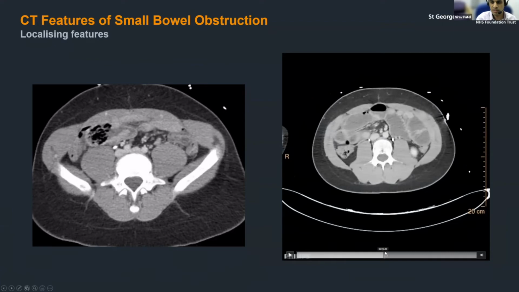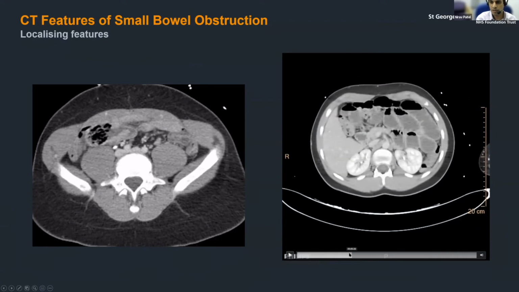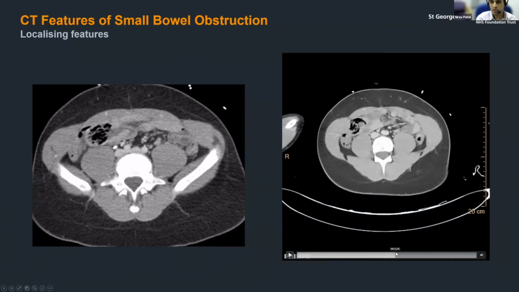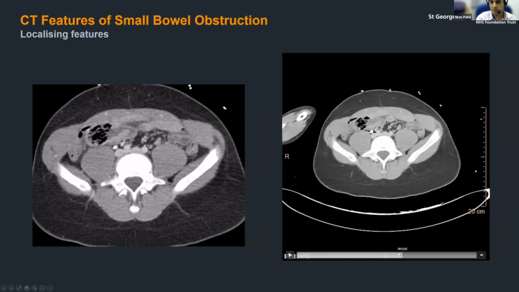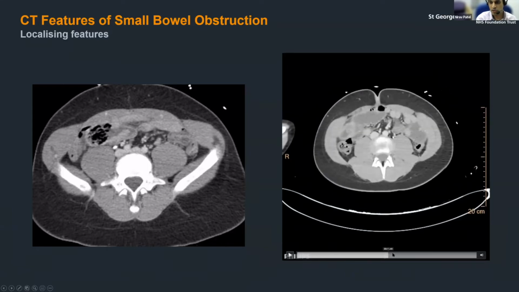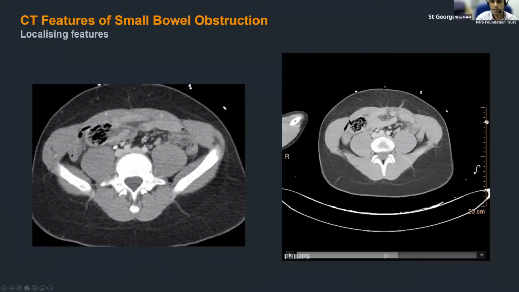And you can see on this CT scan, there are multiple loops of dilated small bowel. So they took this patient to theatre, no evidence of adhesions, but they did an enterotomy, and they identified that this was a latex glove. So the patient had been ingesting latex gloves.